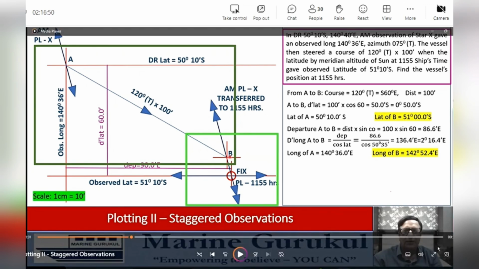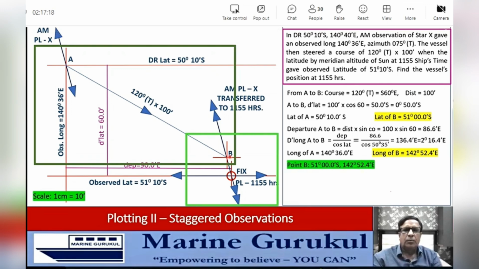Any doubt up to here? Sir, this east is given just because the longitude is east and course is southeasterly. That's the reason we got east on the D long. That's right, beta. The course is southeasterly, so the D long will always be east. Okay, sir.